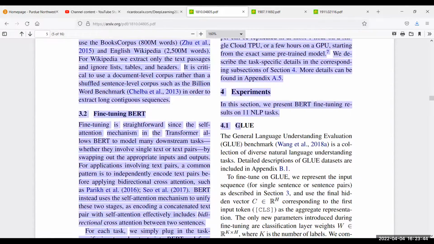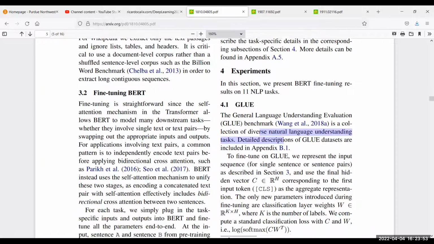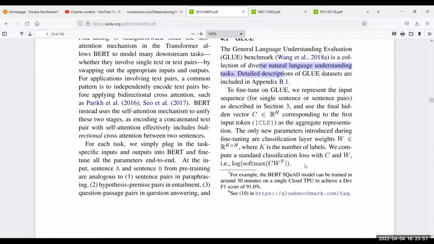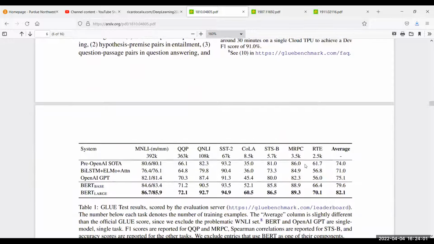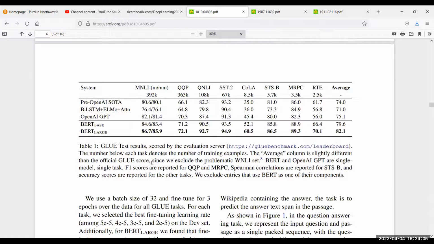You've got GLUE, which stands for the General Language Understanding Evaluation benchmark, which is a collection of diverse natural language understanding tasks. Okay. And so they basically just fine-tune it on those data sets, and then they have a holdout data set and they test it. All right, and then you can see them here. These are the GLUE test results.